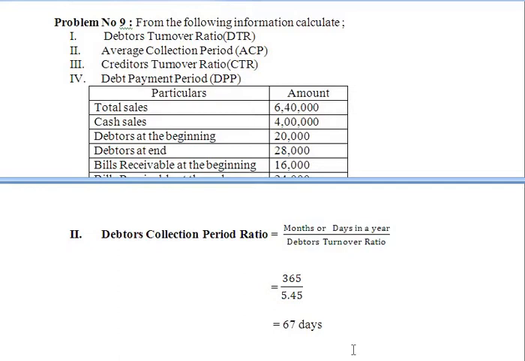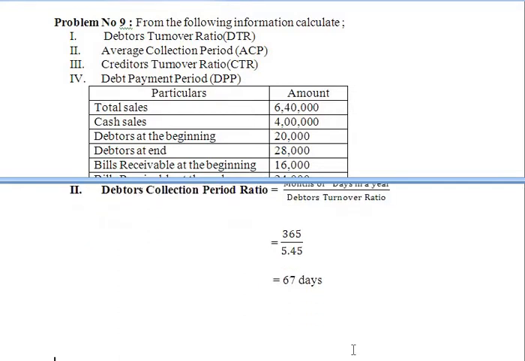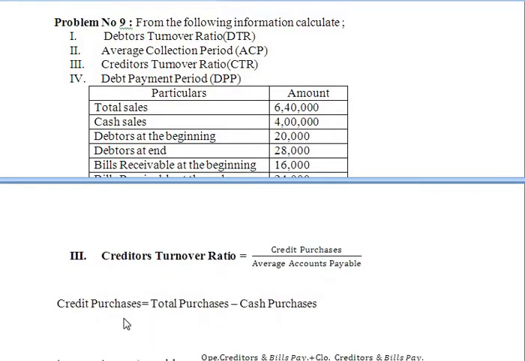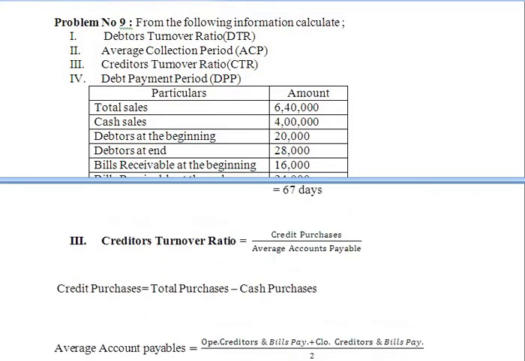67 days. Understood? Now the third one is the creditors turnover ratio. So next line, right, creditors turnover ratio. What is the formula of creditors turnover ratio? Creditors turnover ratio is equal to credit purchases divided by average accounts payable.